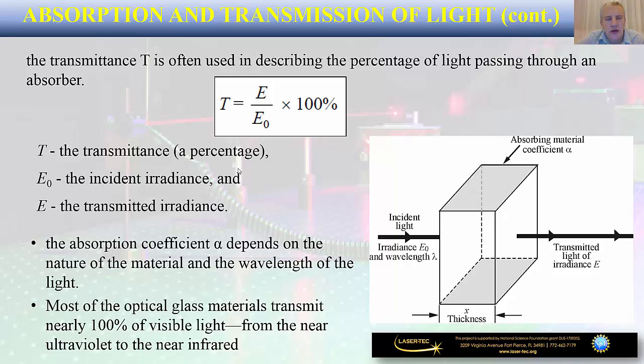We can also observe that the absorption coefficient alpha depends on the nature of the material and the wavelength of the light. It's also important to mention that most of the optical glass materials, transparent materials that are being used in photonics labs, would transmit nearly 100% of the visible light, meaning the entire range from the near ultraviolet all the way to the near infrared.